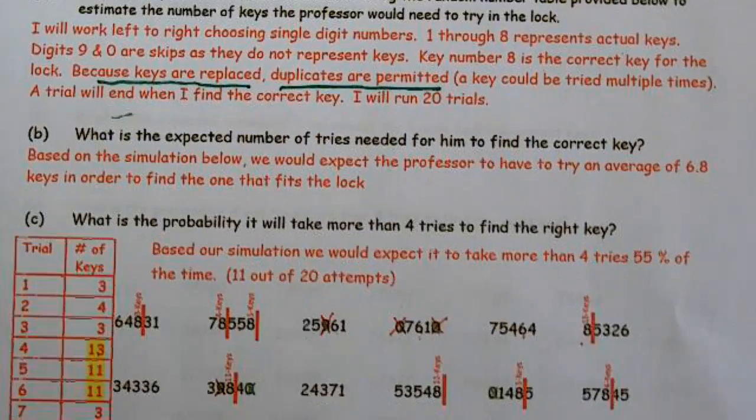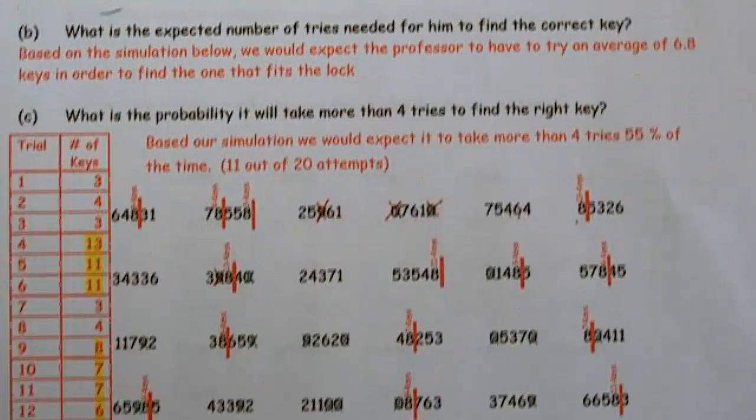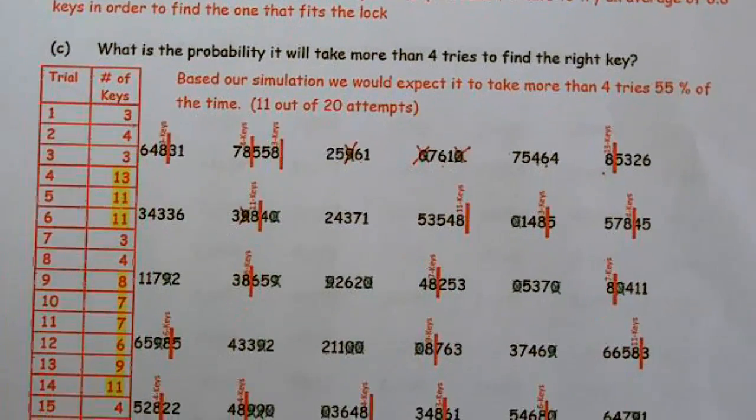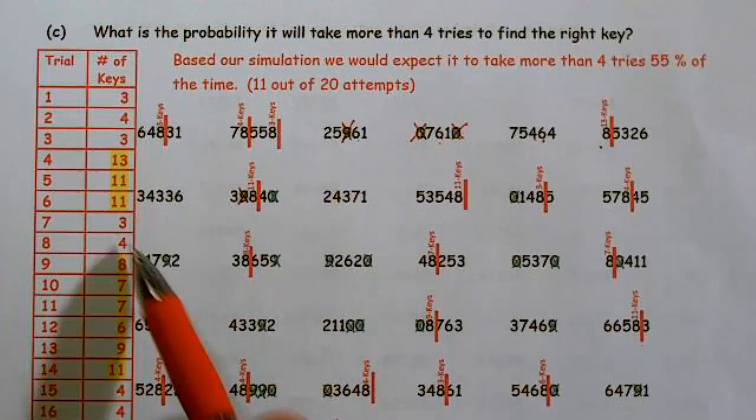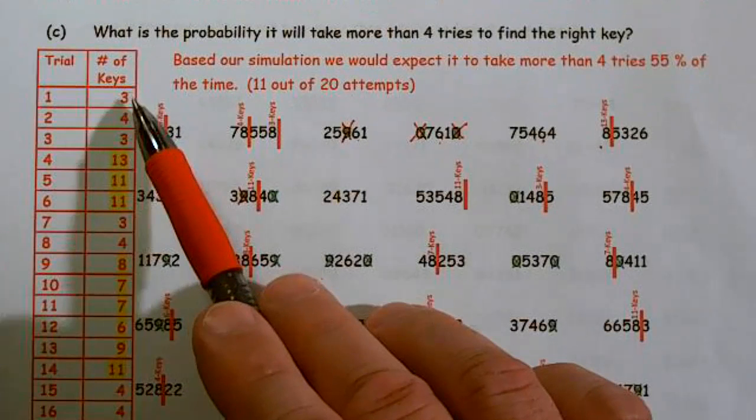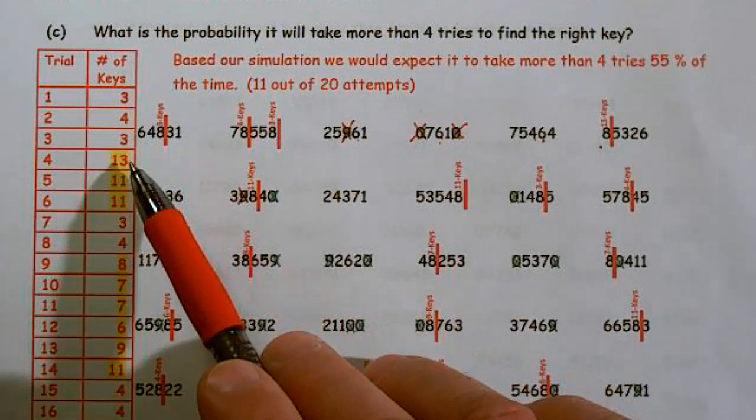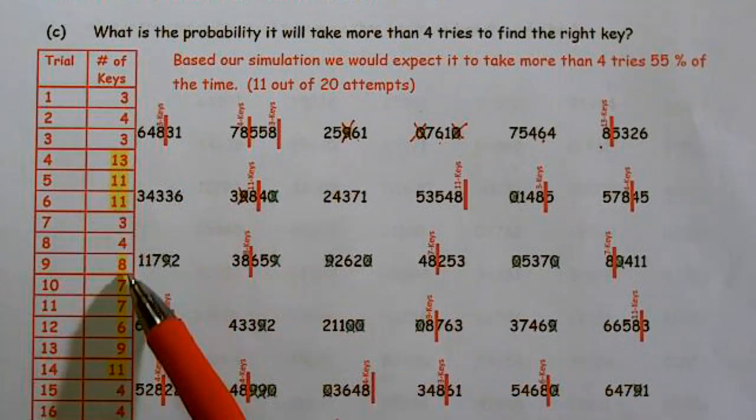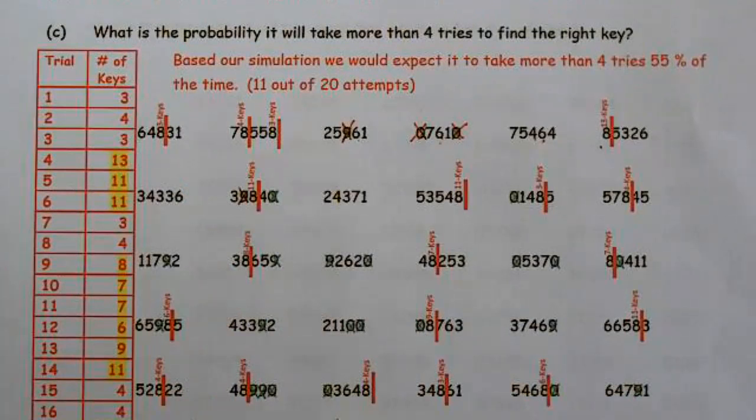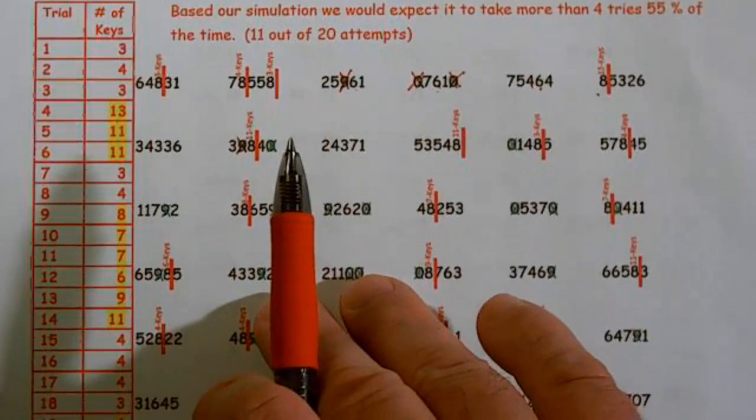All right, what's the probability that it'll take more than 4 tries? So I need to mark all the ones that take more than 4 tries. Not more than 4, not more than 4, not more than 4. The ones here in yellow are the more than 4 tries. All right. So 11 times out of 20, it took more than 4 tries.